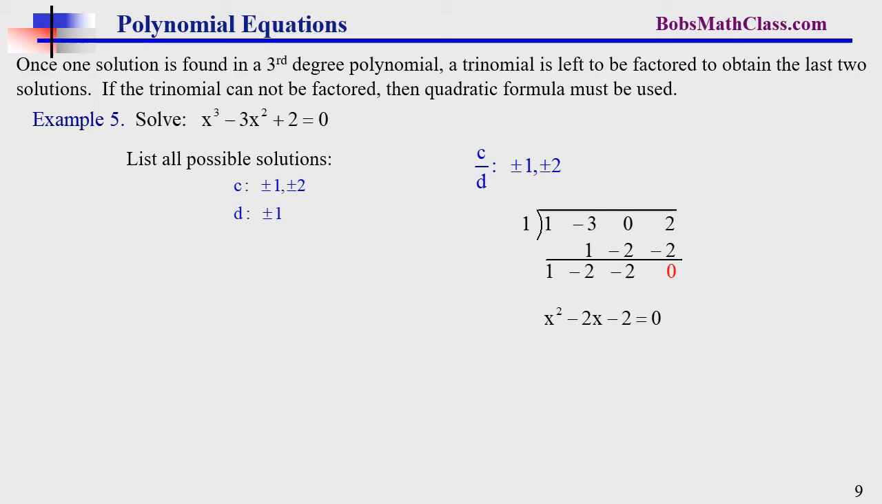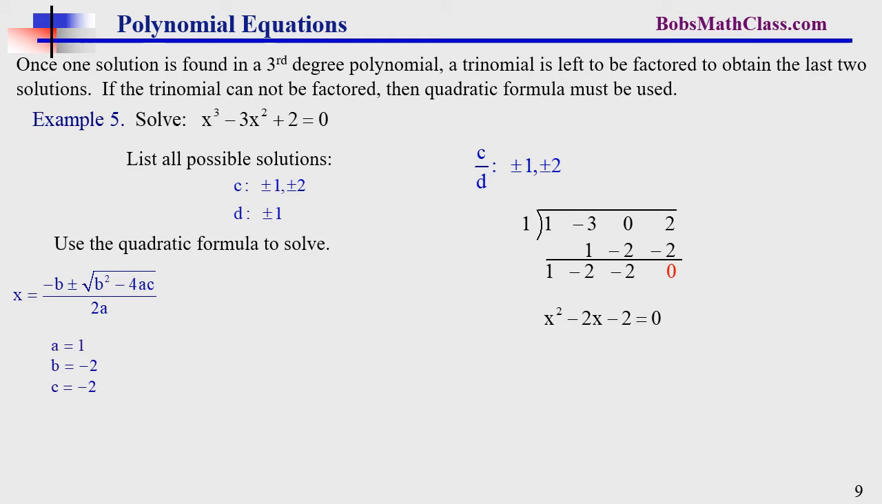Can that factor? X squared minus 2x minus 2. 2 times 1 is 2. It doesn't factor. What do we do? Right, quadratic formula. So A is 1, B is -2, and C is -2. Maybe it's been a while. So we plug all those numbers into the formula.